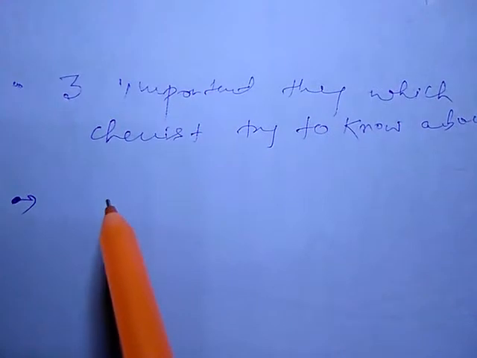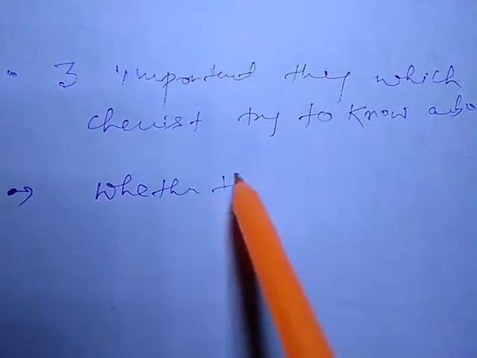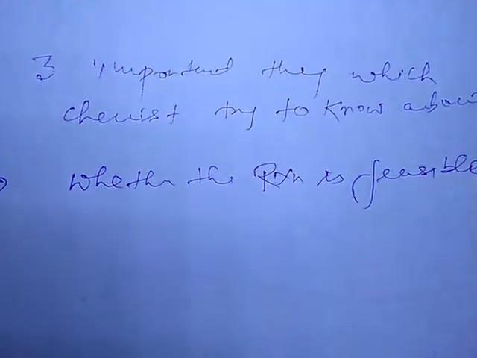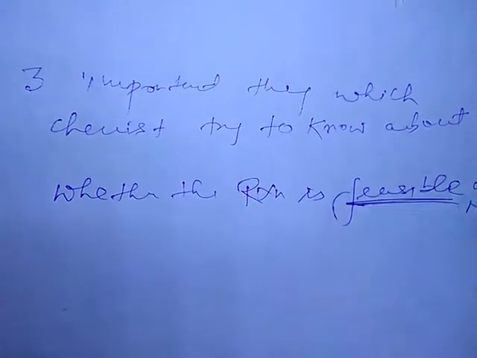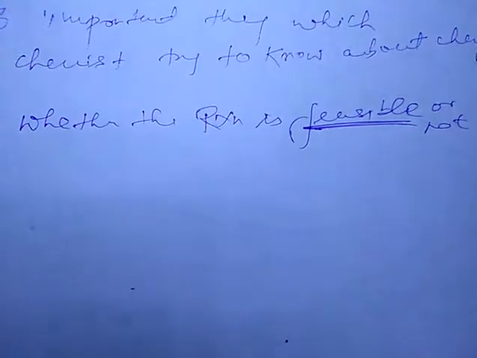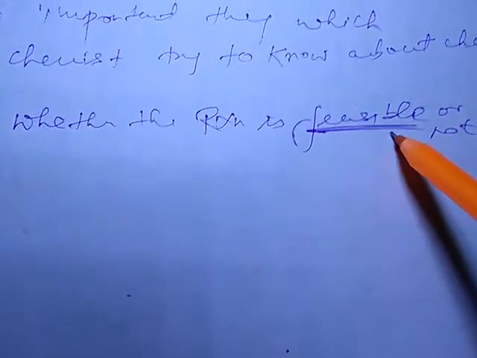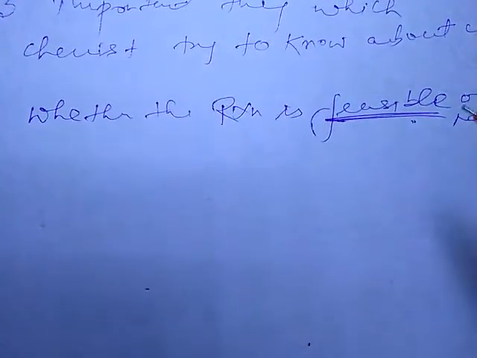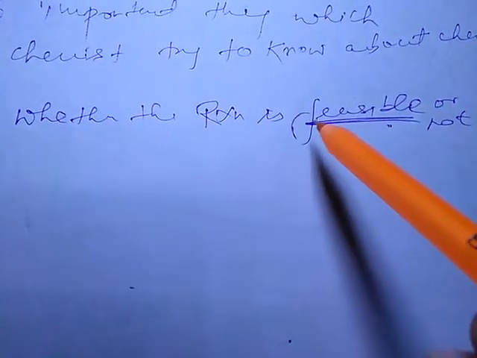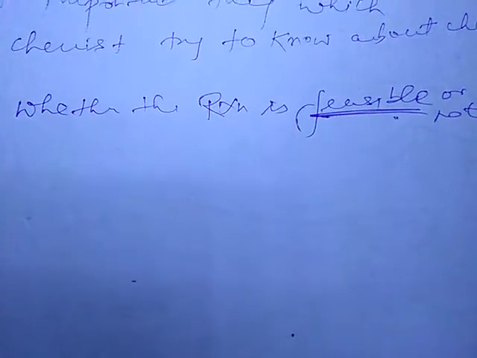The first thing which the chemist wants to know about the reaction is whether the reaction is feasible or not, which means the feasibility of the reaction. Feasibility means practicability. Can this reaction be practically performed? Does this reaction have practical importance? This is what we call feasibility. And if we want to know the feasibility of the reaction, we have to know thermodynamics. So whether the reaction is feasible or not can be understood with the help of thermodynamics.